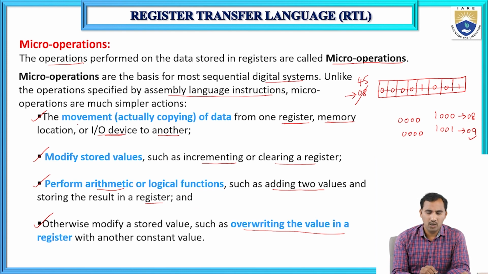The first one is movement of data. Next, modify the stored value. Then perform arithmetic or logic operations. Then overwriting the value in a register.